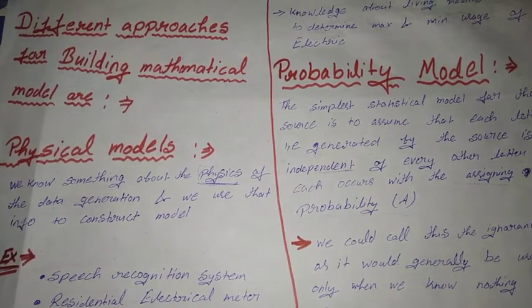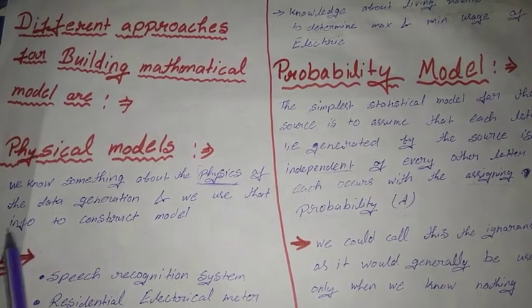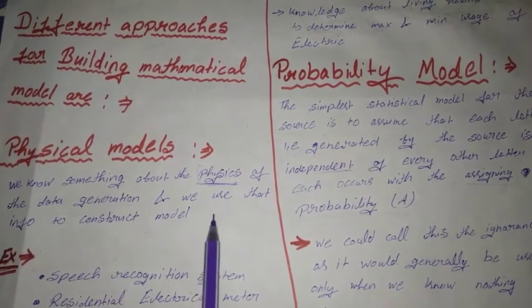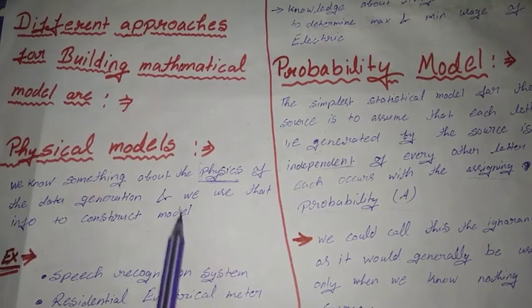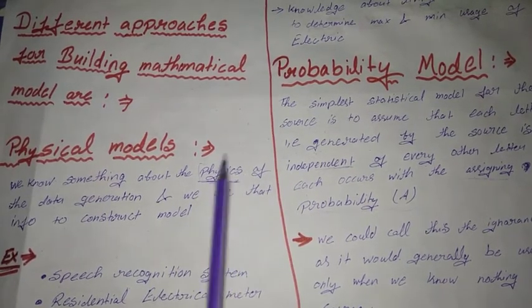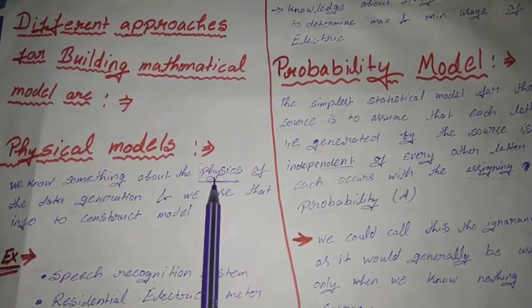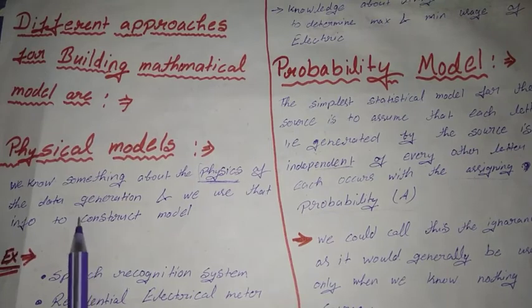First model is the physical model. Then what is a physical model? In a physical model we know something about the physics of the data generation process, and we use that information to construct the model. Means in a physical model we have some knowledge about the physics of the data generation process, and we use that knowledge to construct the model.